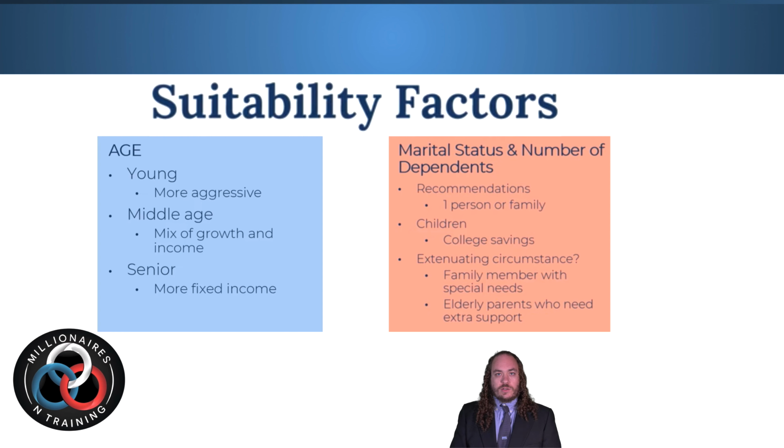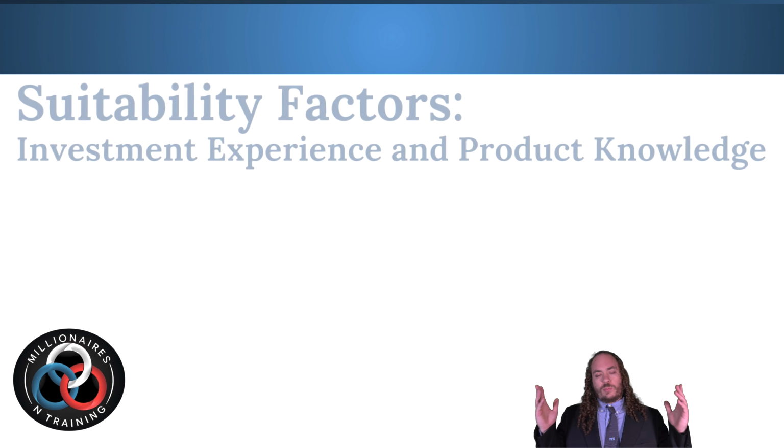Another suitability factor we'd look at is the marital status and the number of dependents for the investor. The recommendations for one person are going to be different than for a family of five. Do they have children? Are they wanting to save for college? Do they want to send their kids to private high school? How are they saving for that? Coverdell ESAs or 529 plans? And then how are they preparing for unforeseen circumstances? Maybe they have a family member with special needs or an elderly parent who needs extra support.